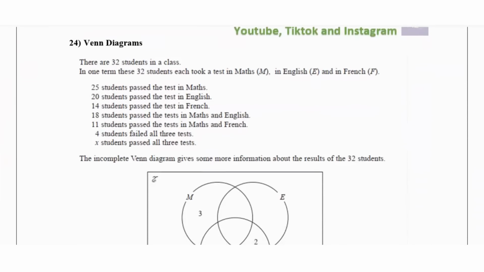Then there are 32 students in a class. In one term, these 32 students each took a test in maths, English, and French. 25 students passed the test in maths, 20 students passed the test in English, and 14 students passed the test in French. 18 students passed the test in maths and English, 11 passed the test in maths and French, 4 students failed all 3 tests, and x students passed all 3 tests.